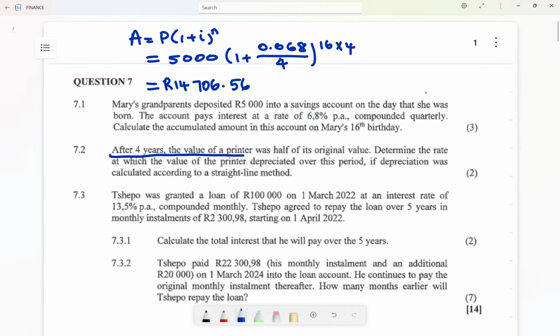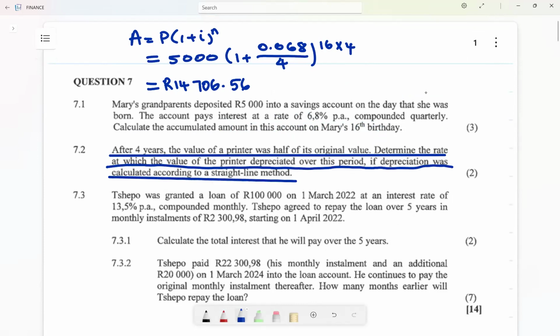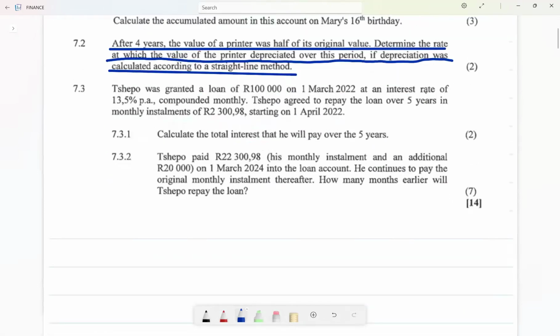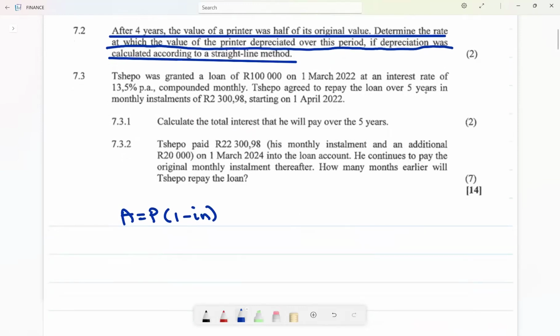And then they say to us, after 4 years, the value of a printer was half of its original value. Determine the rate at which the value of the printer depreciated over the years if depreciation was calculated according to a straight line method. Remember, straight line method is simple interest with a minus, okay? On depreciation, the accumulated amount will be lower than the principal amount. Why? Because a car or whatever loses value.